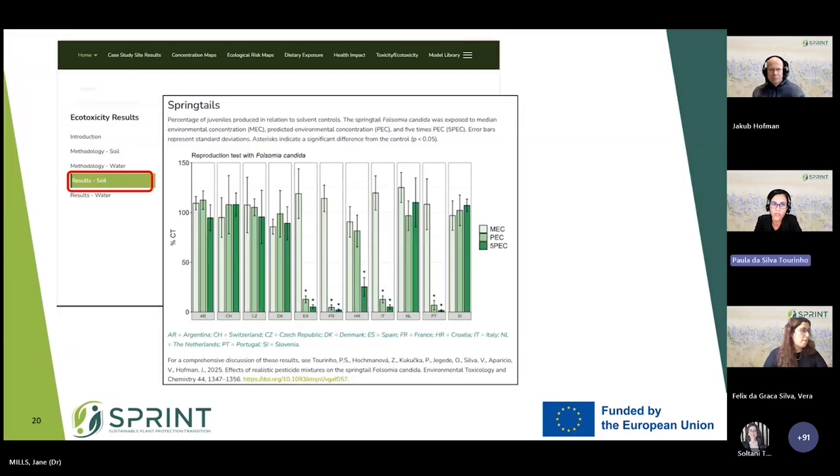And then we have the results section, also separate for soil and water. Here you have the visual representation of those results, so you can check which mixtures were more toxic to which organisms and at which concentrations. For all these results that have been published, the link to the publication will be there, and this will be updated as the publications come out.